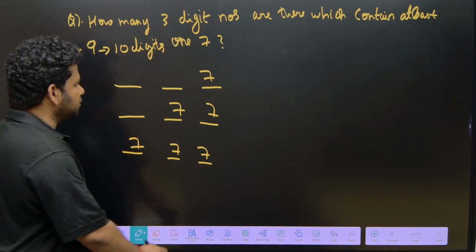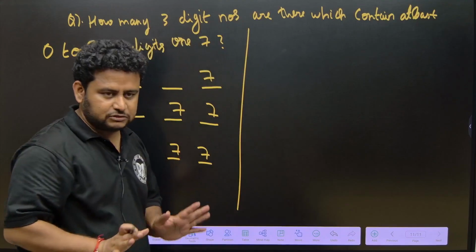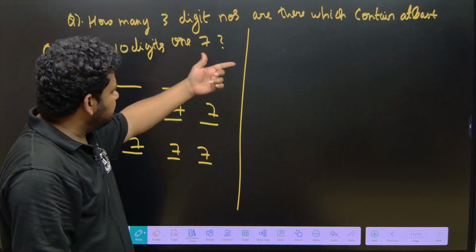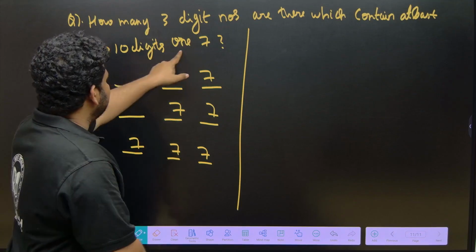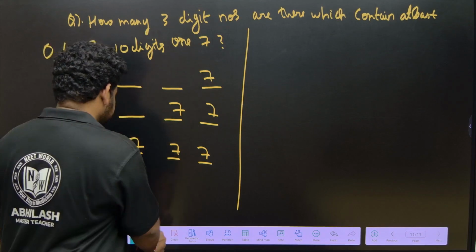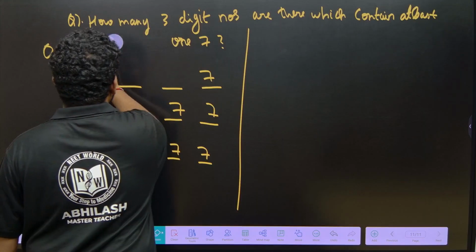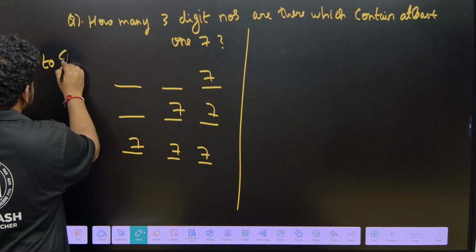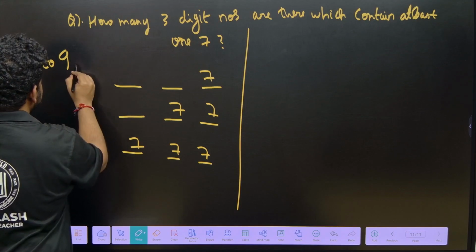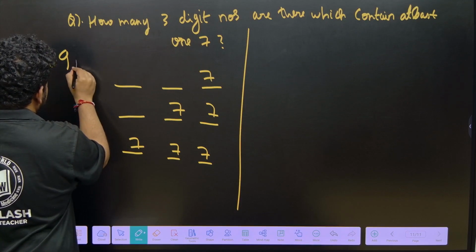So the other way to solve is, they are asking which contain at least 1 seven. This is the question. 0 to 9, 10 digits.